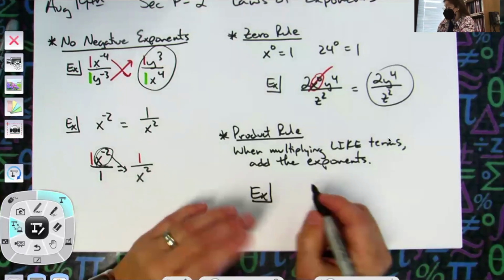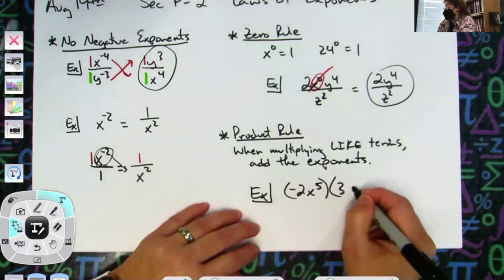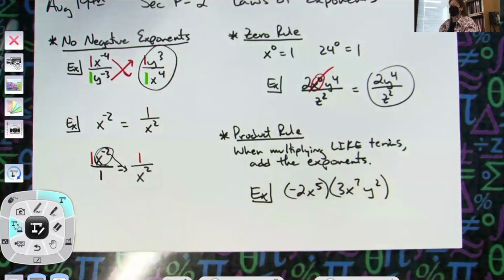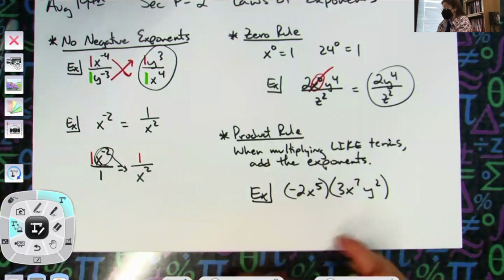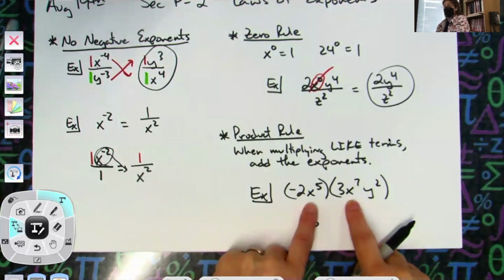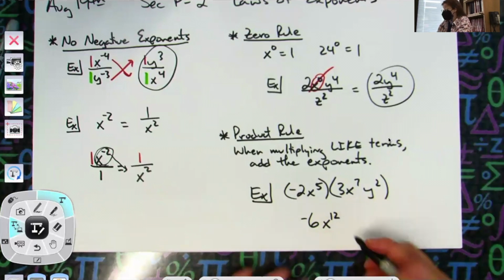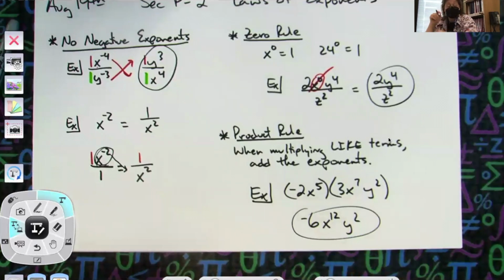Let's throw a negative 2x to the 5th in there, and maybe we're multiplying that by a 3, x to the 7th, and then a y squared. I'm just multiplying two terms on this one. The coefficients, you just multiply like normal. You do not apply the rule to them. So a negative 2 times the 3 gives me a negative 6. Then I find those like bases and add the exponents, so that's going to be an x to the 12th. There is no like base for the y, I just have a y to the 2nd, so I have to include that in my answer. Hopefully you remember that straightforward rule.